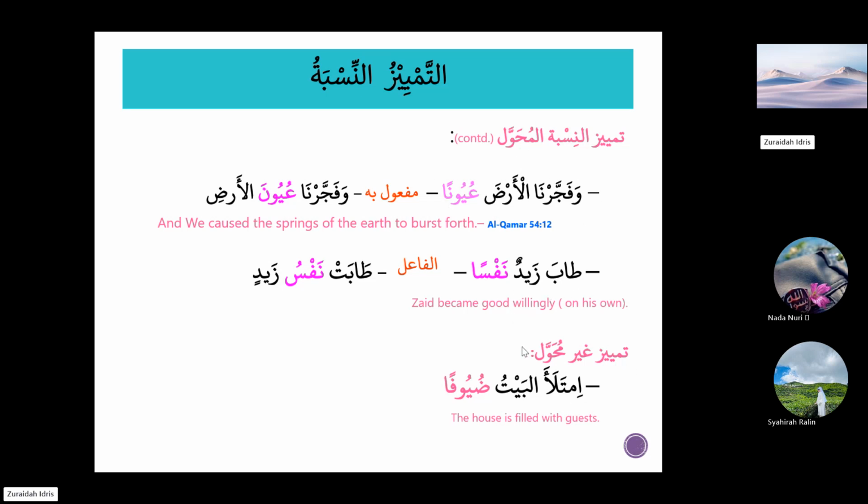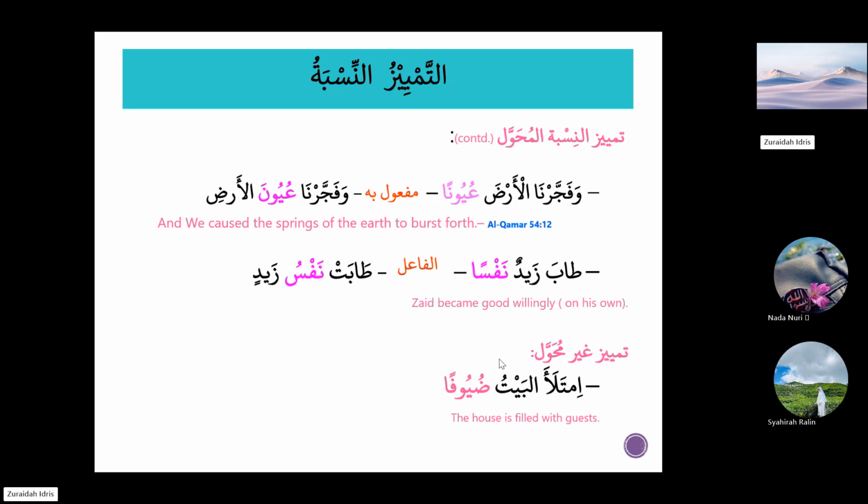Then of course there's also tamyiz that didn't come from a mubtada or maf'ul bihi or a fa'il. For example, in this case, duyufan. The house is filled with guests. So duyufan, if you wanted to rewrite it in the other forms, as a maf'ul bihi, it's not a maf'ul bihi, is it? Because we're not doing an action with the guests, right? And it's not really a fa'il because the guest is not doing the filling. And it's not really a mubtada either because we're looking at the house.